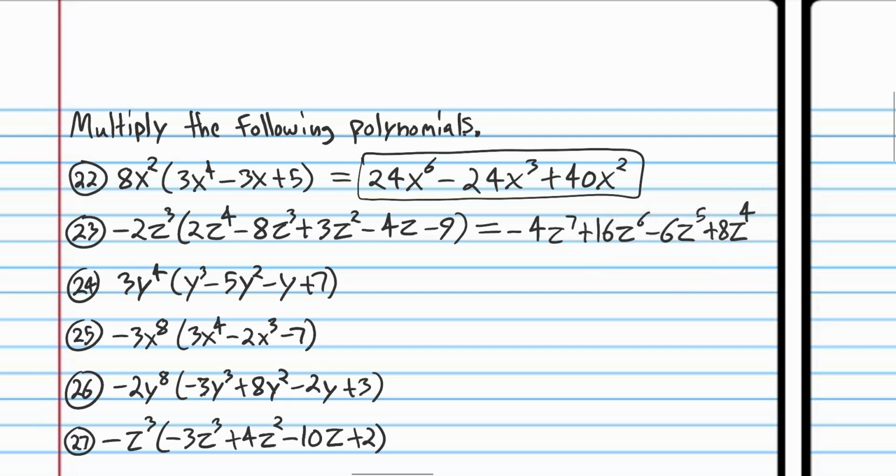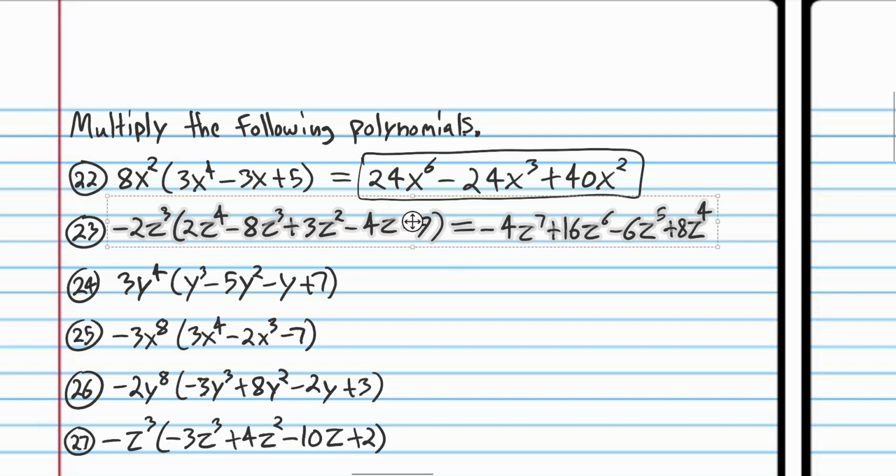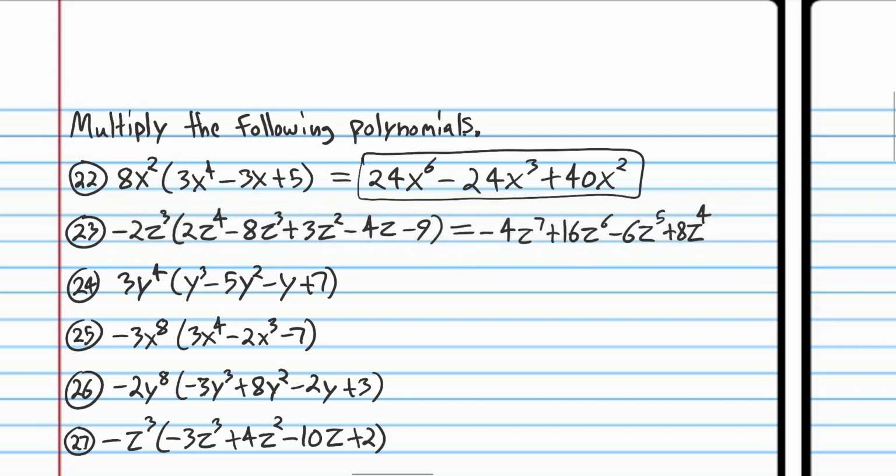And we have one more term. So I'm going to shrink this whole thing. Sorry about this. I should have given myself a little more room. There we go. And negative 2 times negative 9 is positive 18. And z to the third power times, there are no z's, so it would just be z to the third power. And that is the final answer.